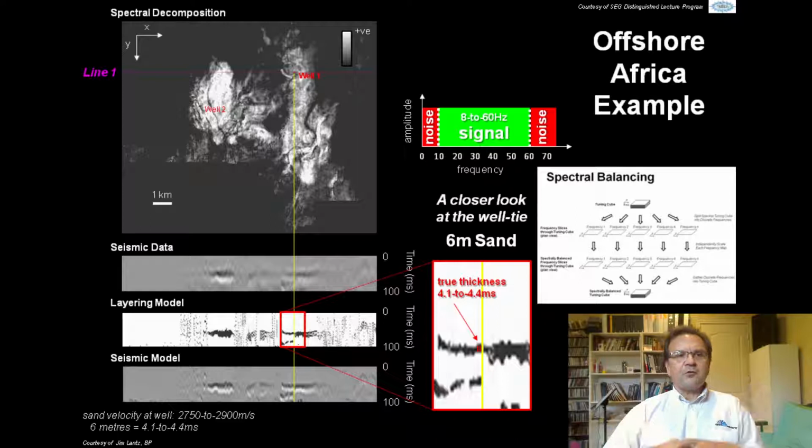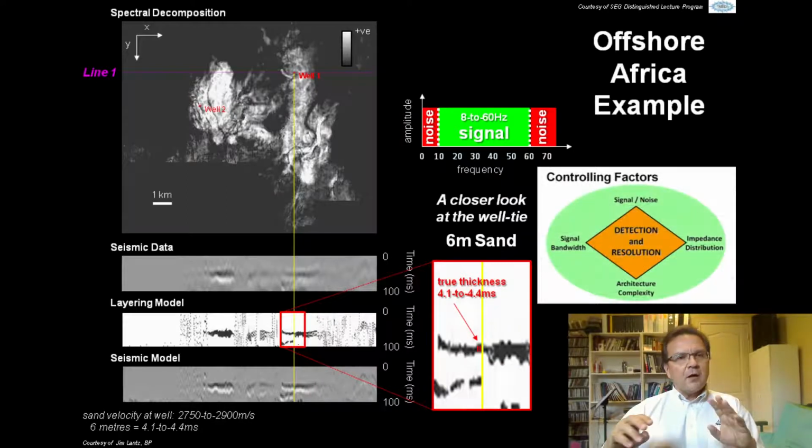But since spectral inversion incorporates a spectral balancing step, source wavelet tuning thickness is not a concern. We simply use the entire available bandwidth of signal, from 8 to 60 Hz, to predict a layering pattern that accommodates the spectral interference. With this approach, the ability to detect and resolve is dependent on the available signal bandwidth, the complexity of the layering architecture, the complexity of the impedance distribution, and signal to noise.